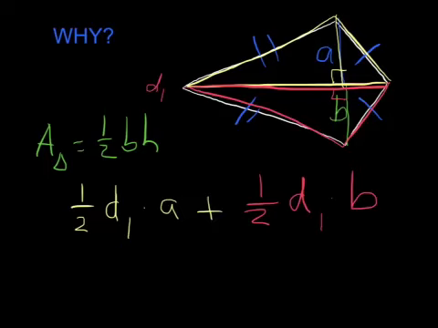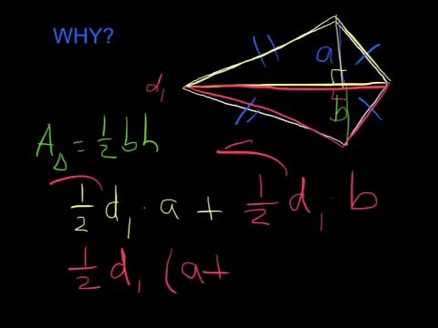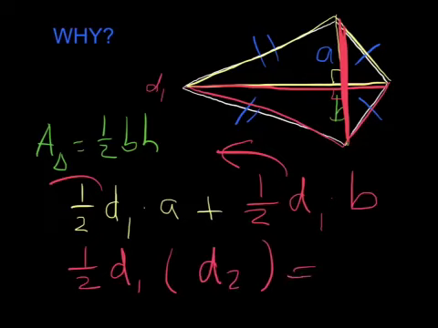And I'm going to use an algebra rule where I factor out 1/2 and diagonal 1. What's left from the first term once I factor that out is an A, and what's left from the second term is a B. So the question now becomes, what is A plus B? Well, A plus B is the other diagonal. If I called one diagonal diagonal 1, this diagonal is going to be diagonal 2. And so A plus B becomes diagonal 2. That's a justification for the area of this kite.